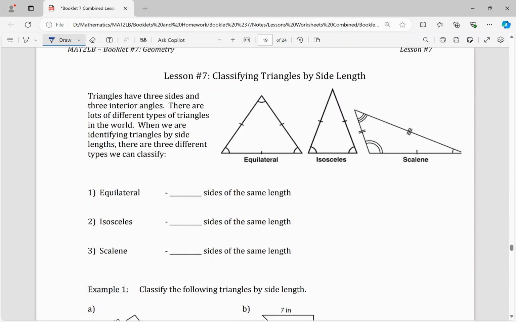We have an equilateral triangle. An equilateral triangle occurs when all three sides have the same length. Remember that in the diagram, you can tell when multiple sides have the same length when they share the same number of ticks. Each of these sides has one tick, so they're all the same length as each other.